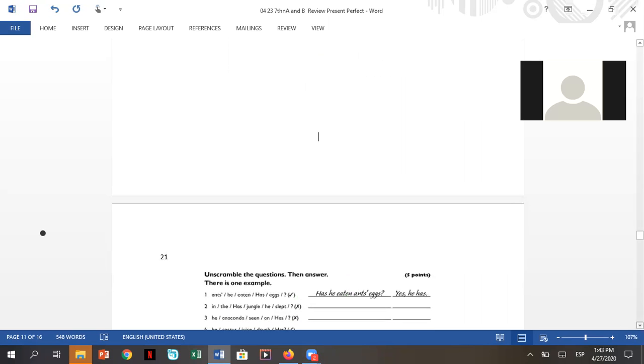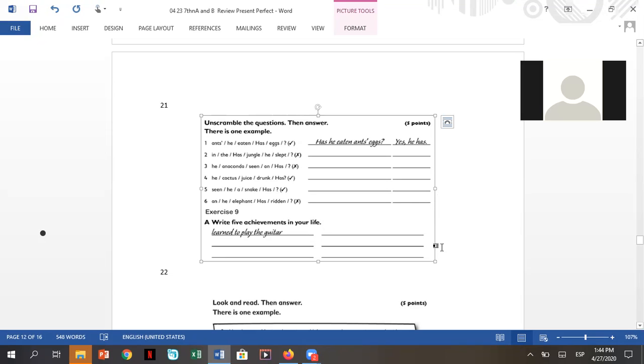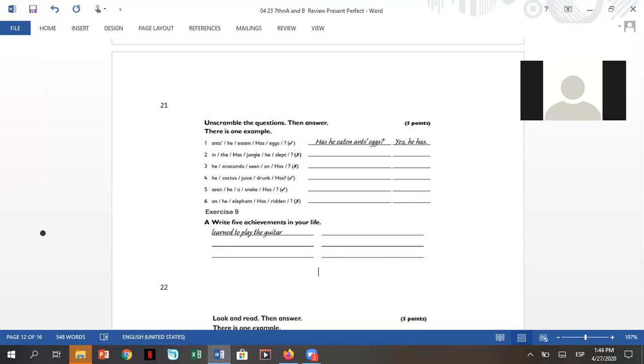Okay, good. Number 21. Okay, Gabo, do number one. Number one, please. Okay. Number two. He slept in the jungle. No, he hasn't. Okay. What do you have to do, Gabo? Unscramble. What do you have to unscramble? The words that we have, with the questions. Their answer, there is one sample.